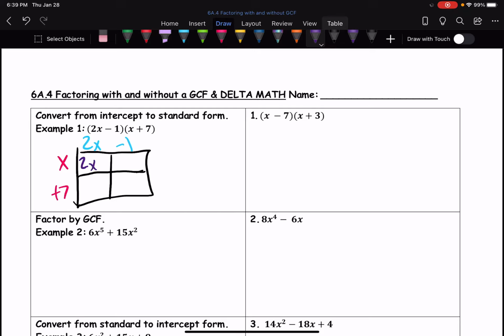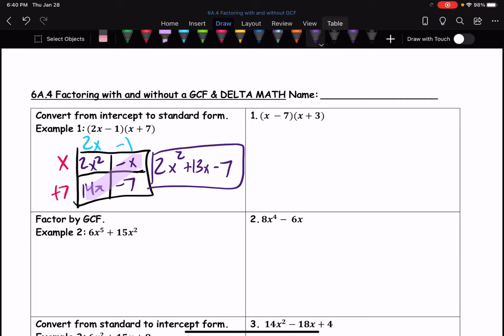And so I'm going to have 2x squared minus x, and then 14x, and 7 times negative 1 gives me a negative 7. And then we're going to combine like terms. So we do have a 14x and a negative x. That's the same thing as saying 14x minus 1x, which is going to give us 13x. So if I write our intercept form into standard form, our function is going to be 2x squared plus 13x minus 7.